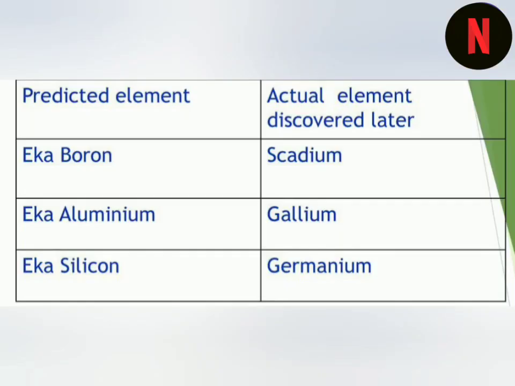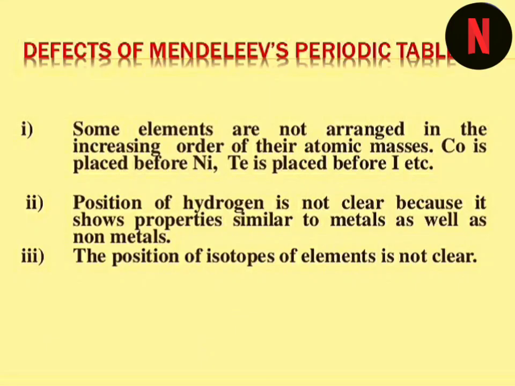Mendeleev left spaces for elements to be discovered later and even predicted their properties. He named the elements Eka boron, Eka aluminium and Eka silicon, which were later found to be scandium, gallium and germanium respectively. The demerits of Mendeleev's periodic table are: some elements are not arranged in the increasing order of their atomic masses.